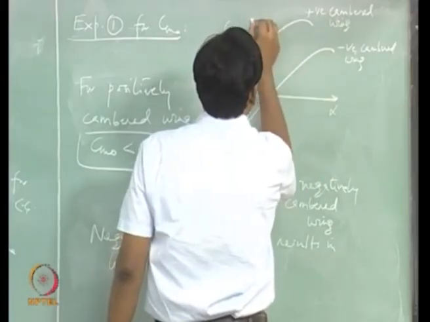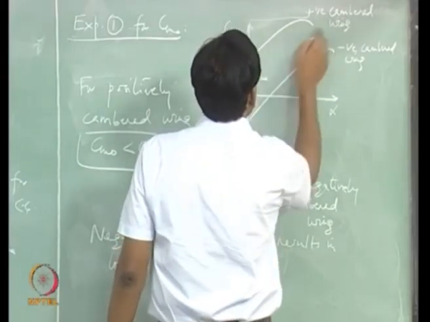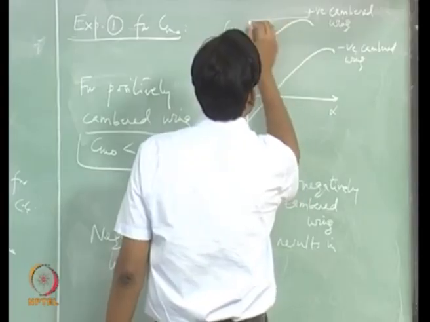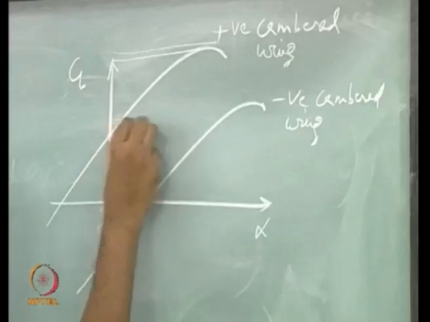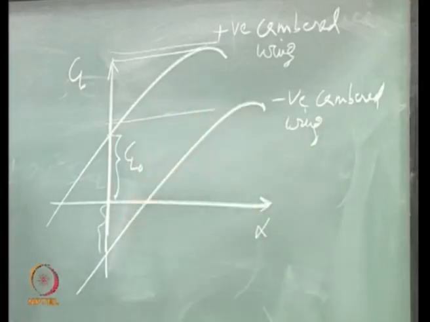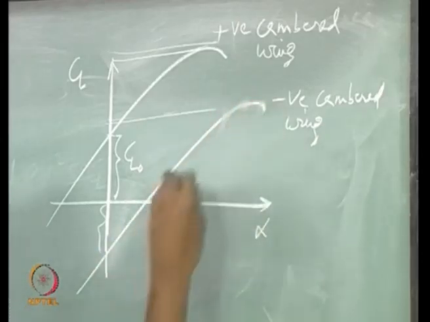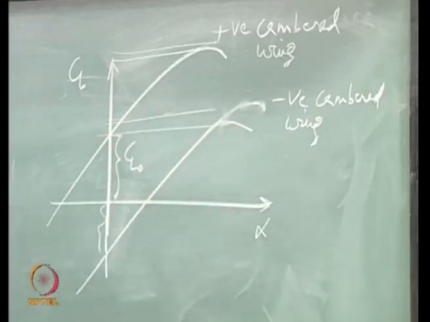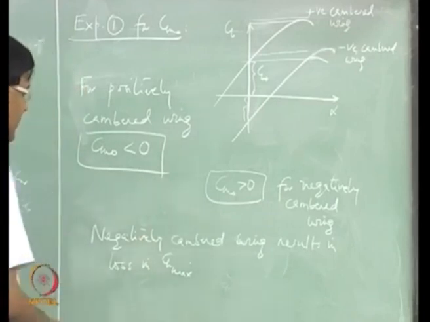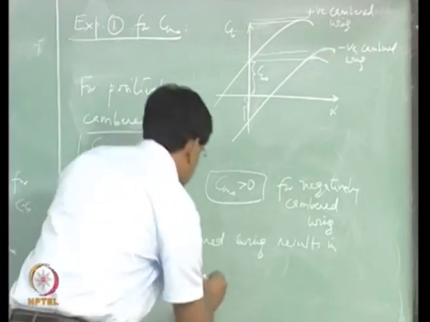So, in the case of positively cambered wing, CL max is at this point, and for the negatively cambered wing, the CL max is far below. So, there is a loss in CL max which will affect the performance of the aircraft.